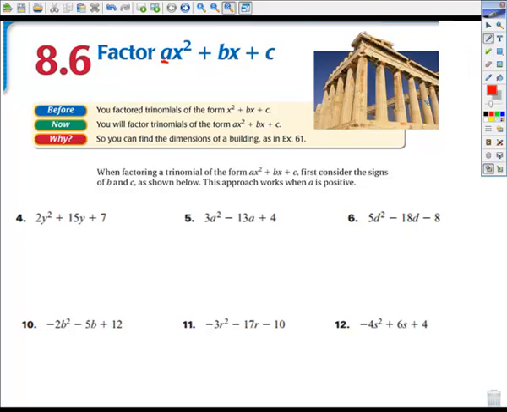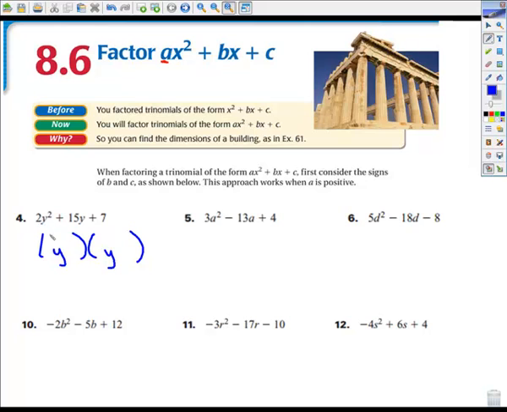Alright, lesson 8.6 is factoring, and now we're going to factor ax squared plus bx plus c. So the a value, which we had before as a 1, is no longer just simply going to be 1, so it makes the game a little bit more fun. So here we go. I know since I have a y squared, I still need a y and a y.